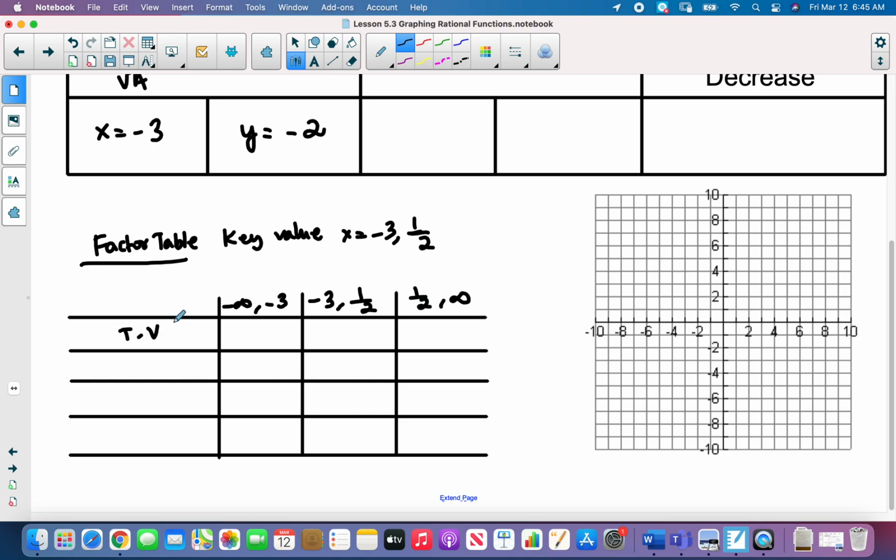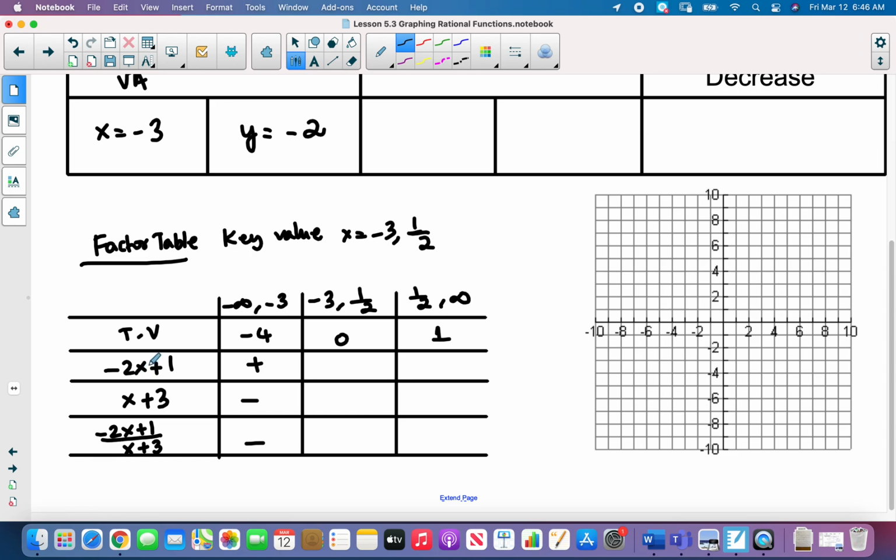We take test values of -4, 0, and 1. Our numerator is -2x plus 1. Our denominator is x plus 3. Our function is (-2x plus 1) divided by (x plus 3). So you put -4 here, you get a positive. Put -4 here, you get a negative. You divide these two, you get a negative.